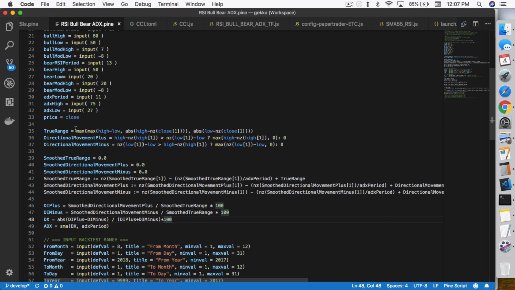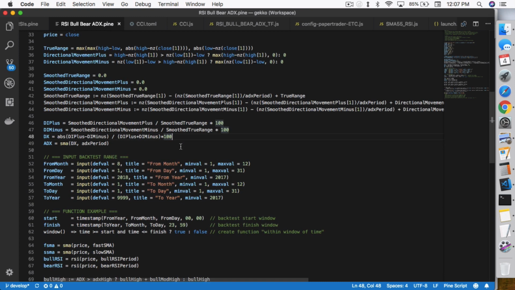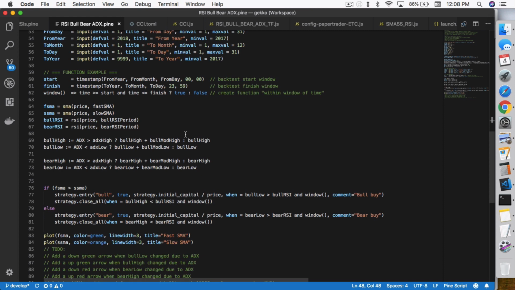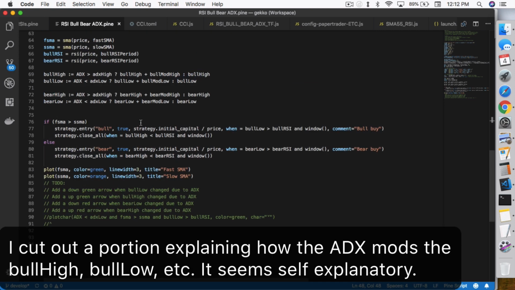This section here is the true range. This is the entire ADX indicator. As I've shown you in my previous video, I haven't figured out a way to call the ADX indicator separately. So I just basically copy the whole entire indicator in here, and I'll be able to reference the ADX if I need to. And then the next part is the backtest portion. This will let you determine the date range that you want to backtest. So from that point on, this is where the RSI Bull Bear strategy is. This is where the strategy really does the buy and sell.